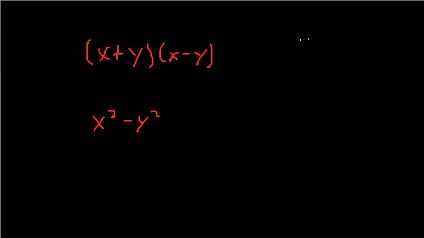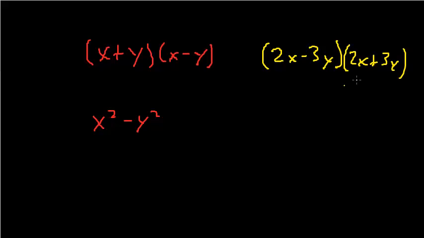A more complicated example, let's take 2x minus 3y times 2x plus 3y. Here again, multiplying the first two terms, we get 4x squared, and our last two terms, minus 9y squared. Again, always the first two terms together and then the last two terms together. Again, keep in mind this only works when you have a product of sums and differences.